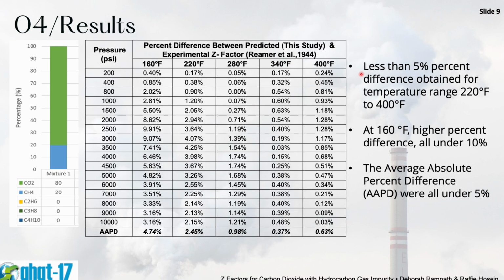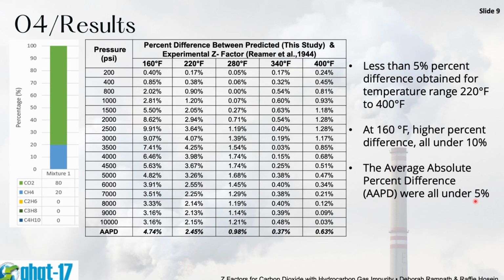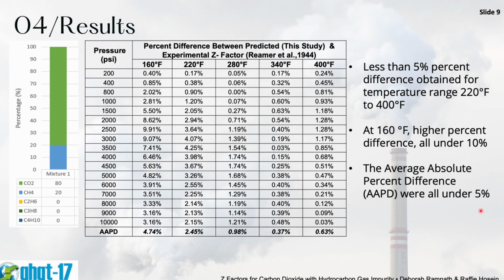From analysis of the percentage difference, we see less than 5% difference obtained for the range of 220 to 400 degrees Fahrenheit for all the pressure ranges investigated. A look at 160 degrees Fahrenheit, a higher percentage difference was obtained, and they were all under 10%. The average absolute percentage difference for each temperature was also calculated, as seen in the last row, and they were all under 5%.